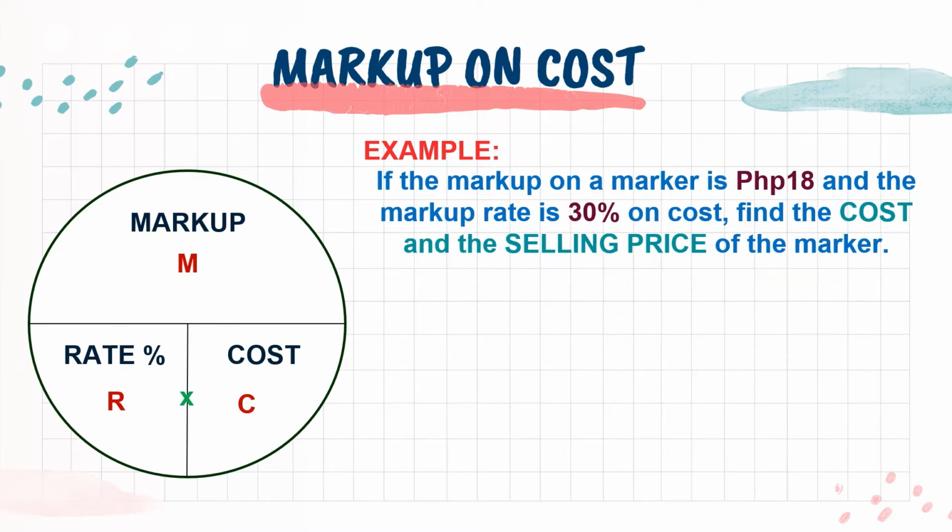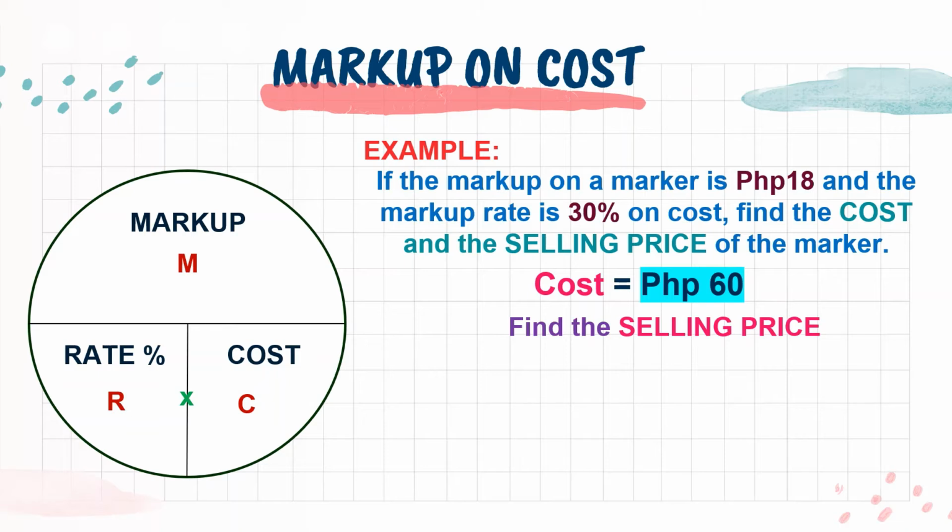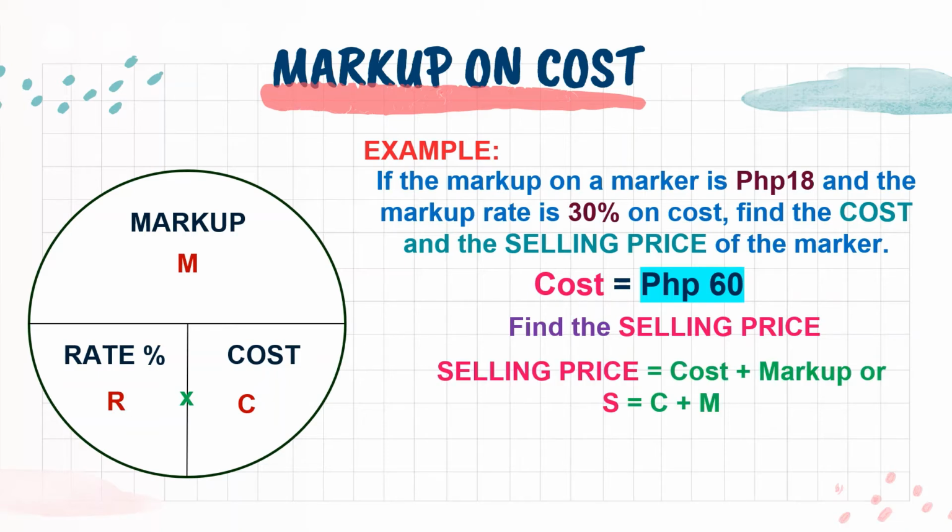Then now we will find the selling price. Selling price is equal to cost plus markup. So the cost is 60 pesos, plus 18 pesos. So the selling price is 78 pesos. Meaning, the cost is the original price, and then the 30% will be the interest or the markup, so yung idinagdag. So 60 plus 18, the selling price is 78. So ibebenta siya ng 78 pesos.